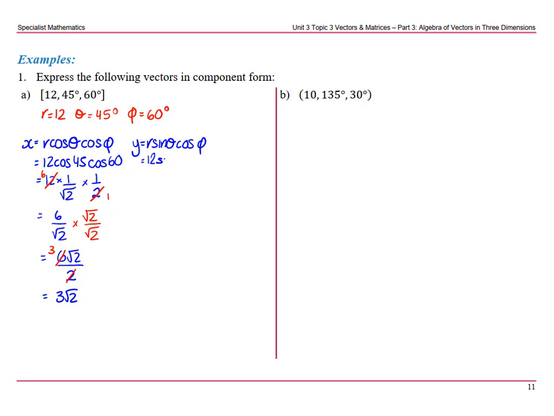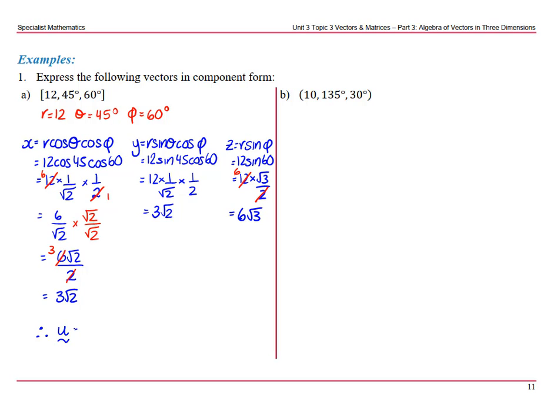Now working out our y coordinate, which is given by r sine theta cos of phi, which is 12 sine 45 cos of 60, which is 12 times 1 on root 2 times a half. And you can see that that is the same answer as the previous one, so I can say that's 3 root 2. And then finally, our z is given by r sine of phi, which is 12 sine of 60, which is 12 times root 3 on 2. Simplify, that gives us 6 root 3. So therefore, our component form, we'll just call it vector u, is going to be 3 root 2 i plus 3 root 2 j plus 6 root 3 k.